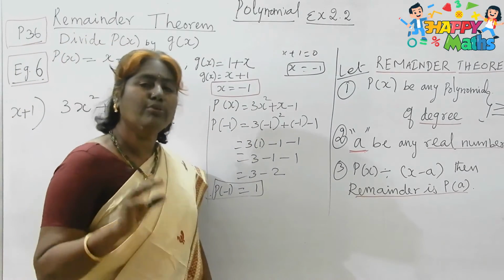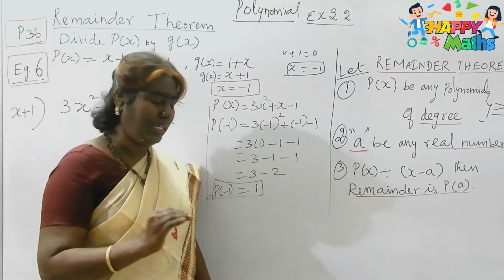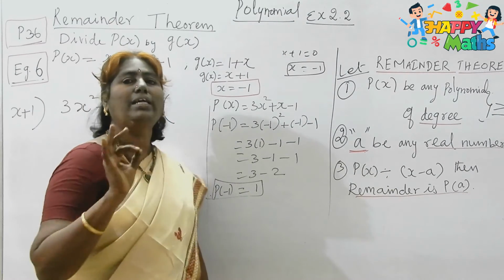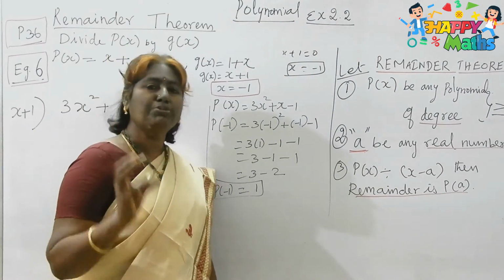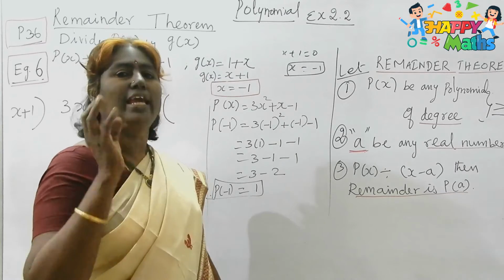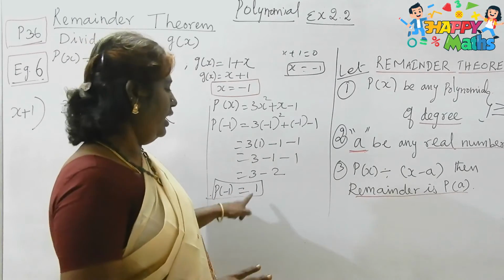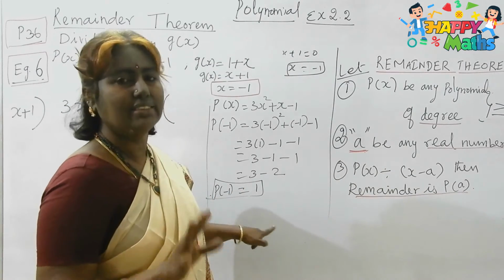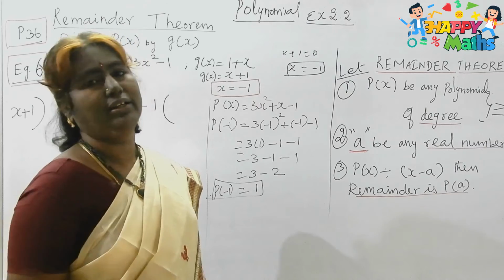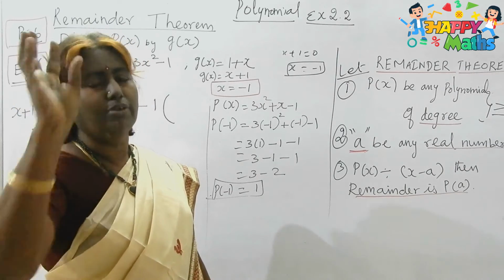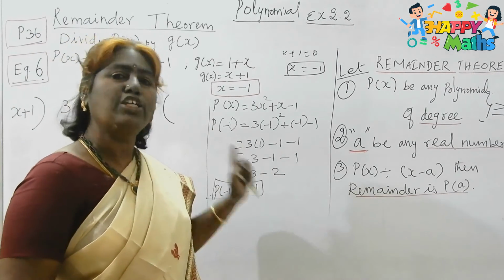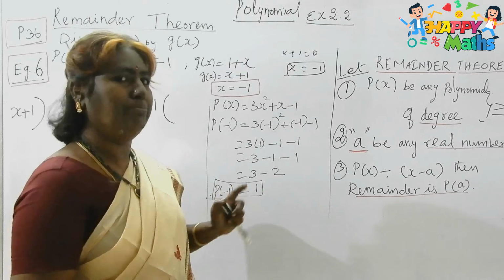I told you in question number 2, 3, 4, everything. This is nothing but the remainder. When you substitute the value of x in any polynomial, the answer which you get is nothing but a remainder. Okay, first fix that in your mind. Now let us do the actual division. Okay, let us compare and do it.